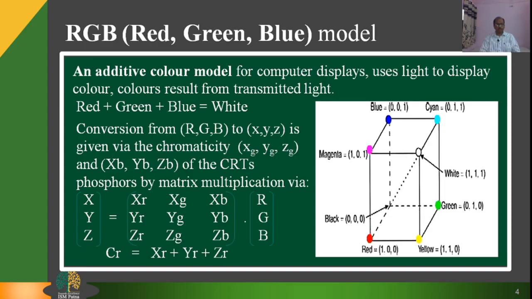Red, green, blue, the RGB color model. It is a model for computer displays which uses light to display color, and the resulting color comes from transmitted light, like red along with green with blue becomes white. It is a well known fact.